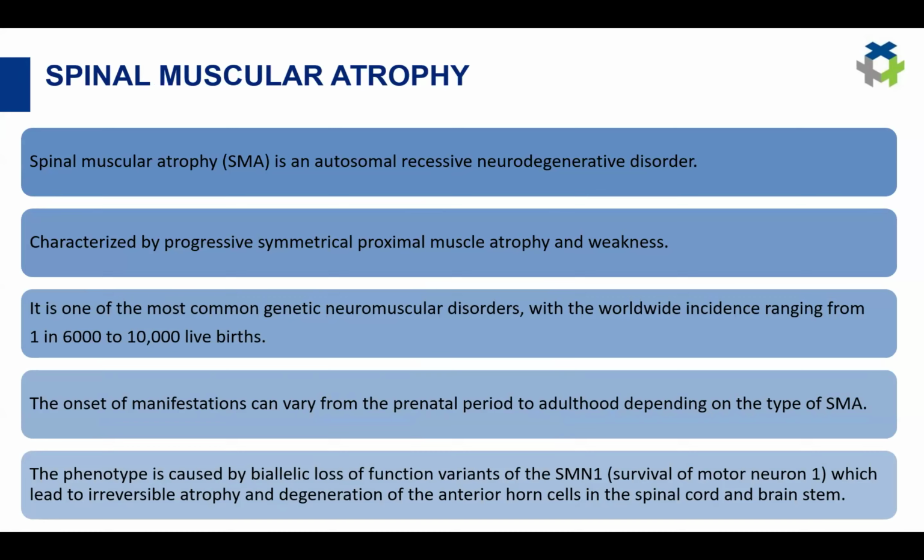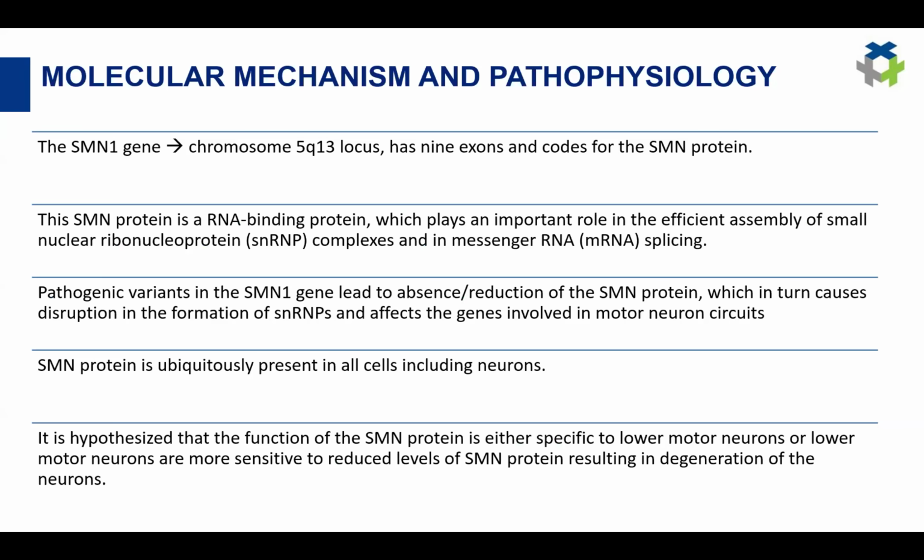So the phenotype is caused by biallelic loss of function variants of the SMN1 gene, which is survival of motor neuron 1 gene, which leads to irreversible atrophy and degeneration of the anterior horn cells in the spinal cord and brainstem. The SMN1 gene is found on chromosome 5q13 locus, has 9 exons, and codes for the SMN protein.